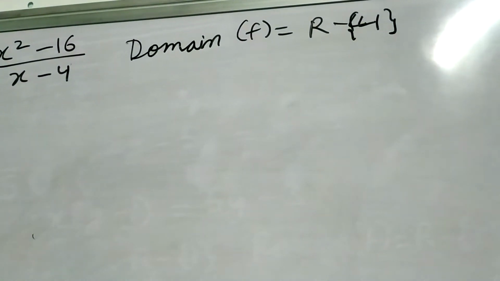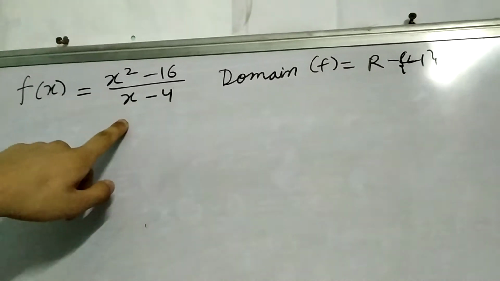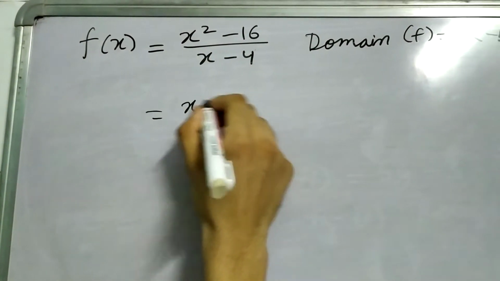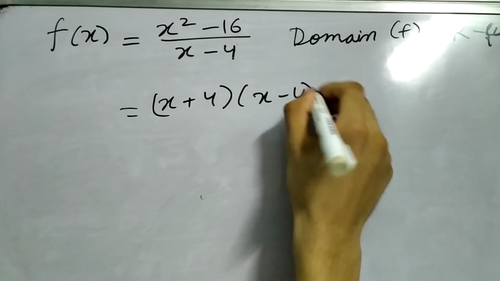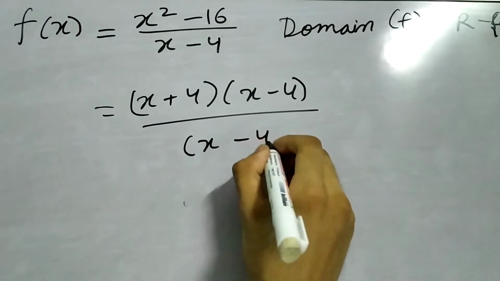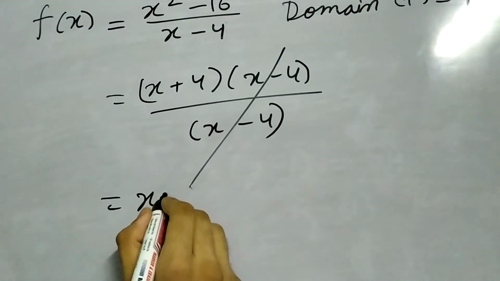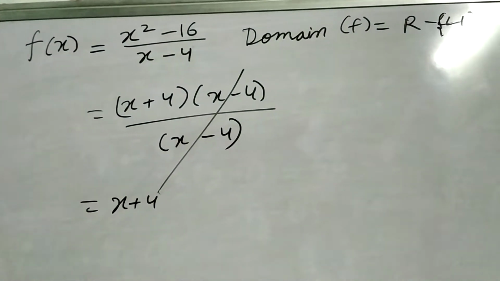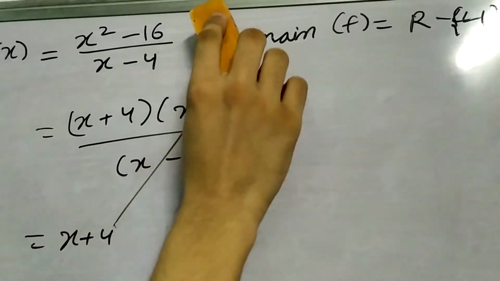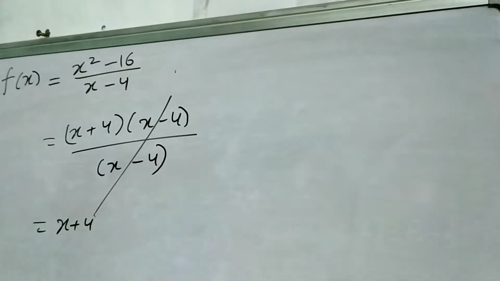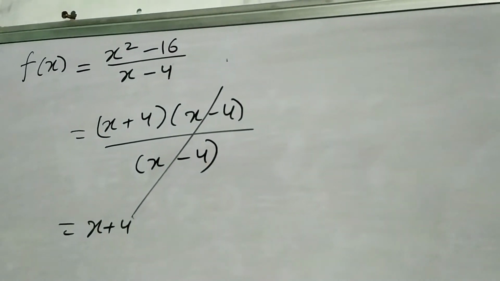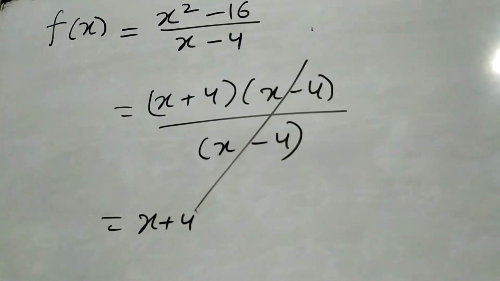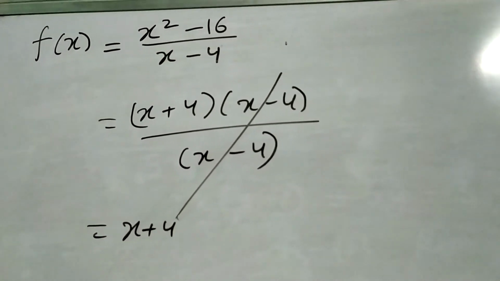But that's wrong again, because you can factorize the numerator: x plus 4 times x minus 4 upon x minus 4. Cancel them out, you get x plus 4. So the domain is not R minus 4. I already did a similar example in my previous video.